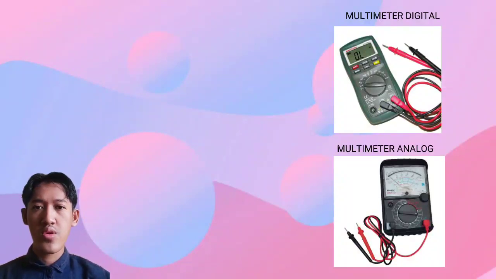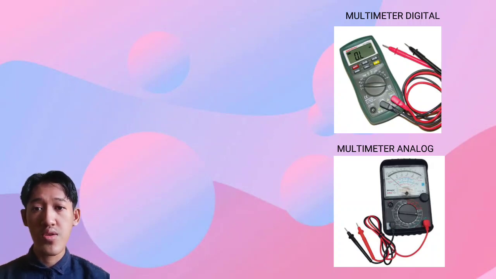Today I will tell you about the tools in the electronic laboratory. First, multimeter. A multimeter is a measuring instrument that is often used in the field of electronics. The multimeter is very popular for electronic circuits. This multimeter is also supported with high accuracy.